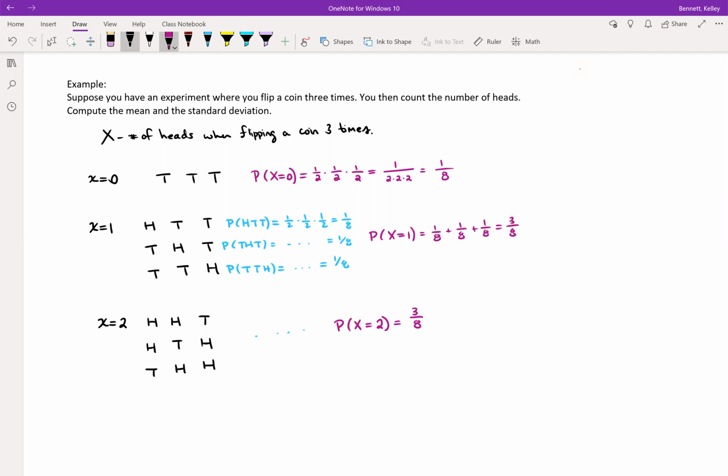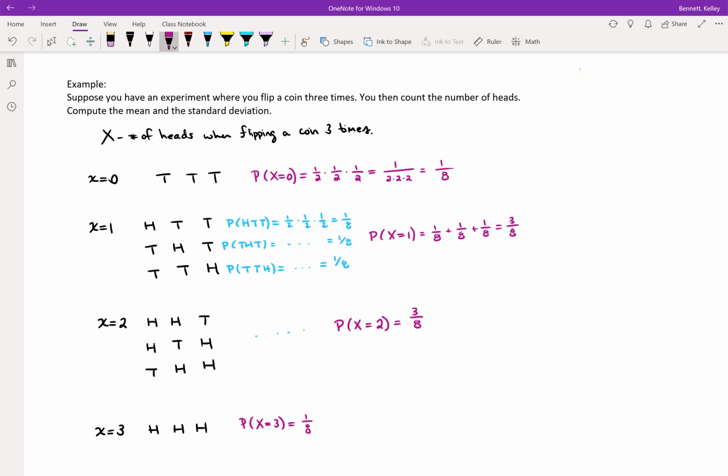So the last possible value I could get for x is 3. I'm looking at getting 3 heads. The only way to do that is just to roll straight 3 heads: head, head, head. So the probability of that is going to be 1/8 as well, just like the probability of tails, tails, tails was 1/8. So the probability that x equals 3 is 1/8.